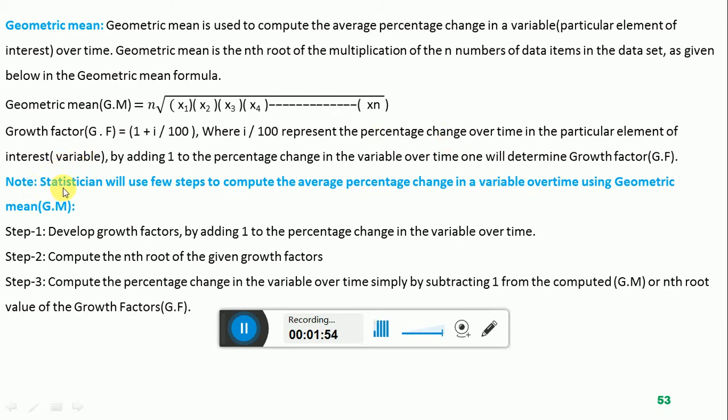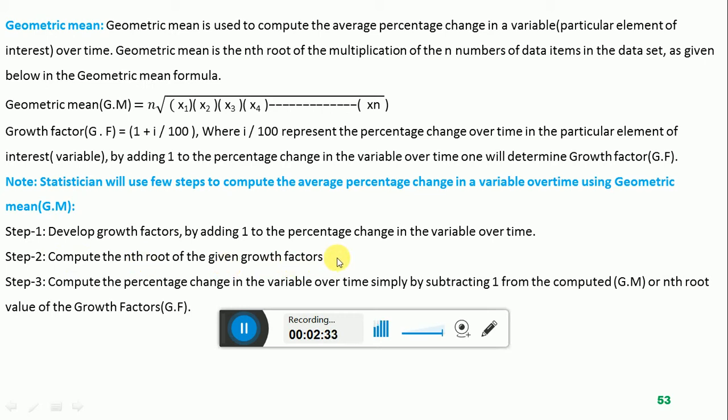I'm putting one note that the statistician will use a few steps to compute the average percentage change in a variable over time using the statistical tool geometric mean. The steps are as given below. In the very first step, the statistician has to develop the growth factors simply by adding 1 to the given percentage changes over time. So I'm reading this first step: develop growth factors by adding 1 to the percentage change in the variable over time. Second step, compute the nth root of the given growth factors.